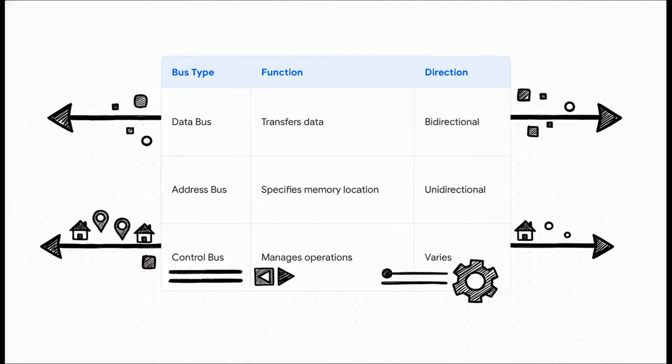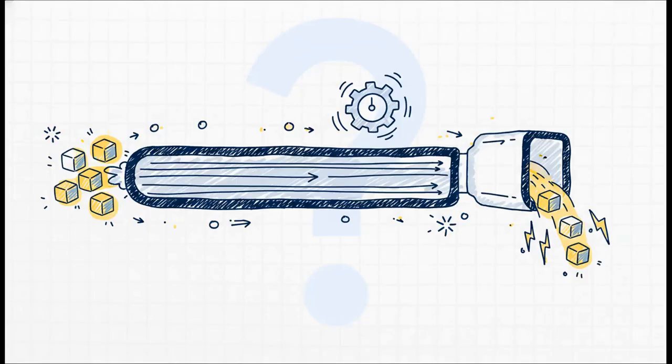First up, you have the data bus. This carries the actual information, the what, and it's bidirectional. Data can go back and forth. Then you've got the address bus. This tells the data where to go, like a street address, and it's unidirectional. It only sends info one way. And finally, there's the control bus, which is like the traffic cop, managing the whole show with signals like read this or write that.